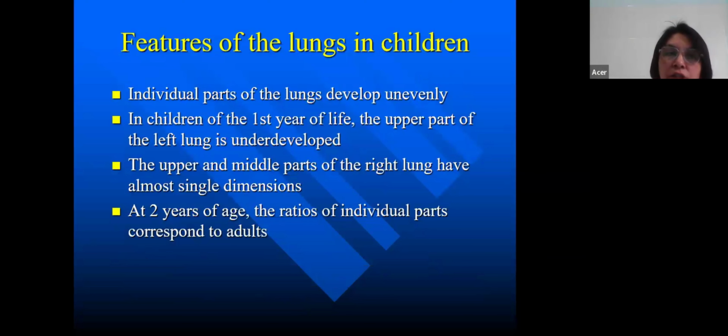Features of the lungs in children. Individual parts of the lungs develop unevenly. In children of the first year of life, the upper part of the left lung is underdeveloped. The upper and middle parts of the right lung have almost equal dimensions. At 2 years of age, the ratios of individual parts correspond to adults.